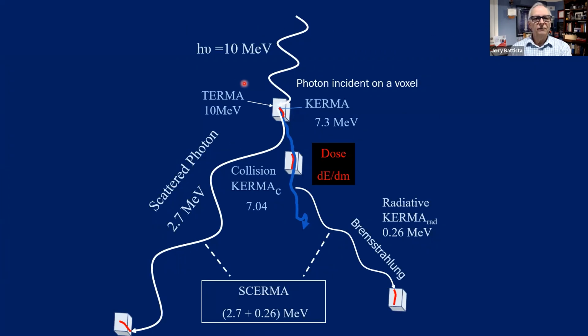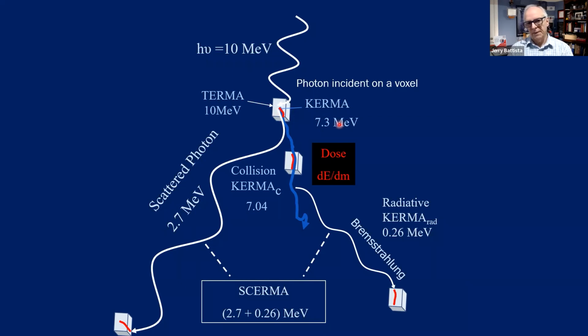Let's have a look at a photon history. Here's a photon, 10 MeV. It will interact in a voxel, and the terma is the total energy released per unit mass. So 10 MeV would be the terma, because that's the amount of energy that was released to a scattered photon and to the electron in blue here. The kerma is the part that was released to the blue electron.